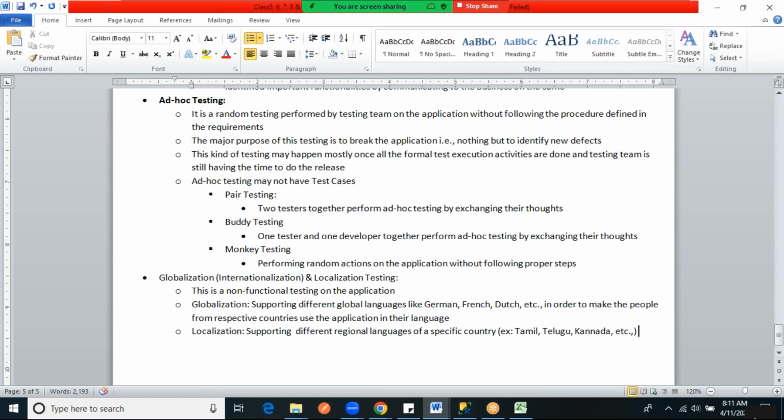Okay, supporting different regional languages of a specific country is called localization. Okay, so what does this translation mean?